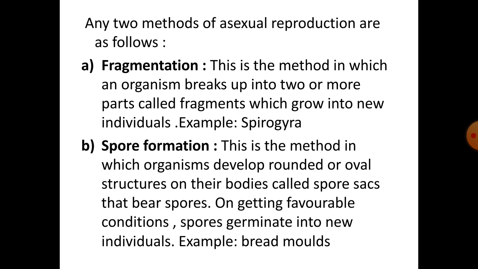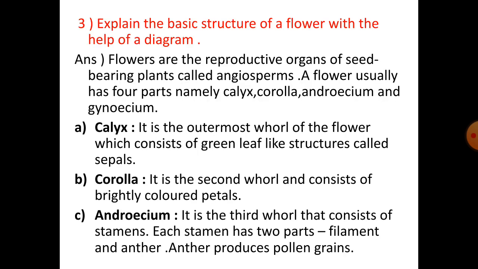Number B. Spore formation. This is the method in which organisms develop rounded or oval structures on their bodies called spore sacs that bear spores. On getting favorable conditions, spores germinate into new individuals. Example, bread molds.